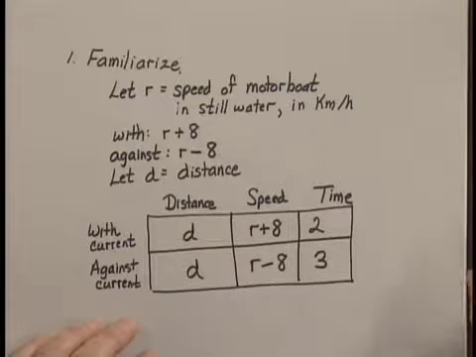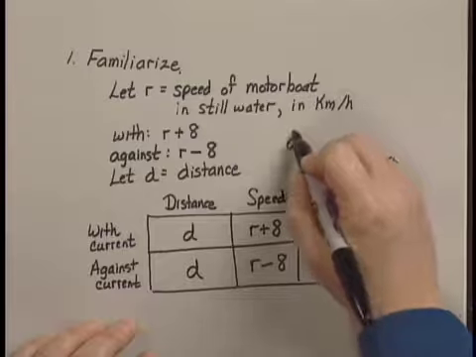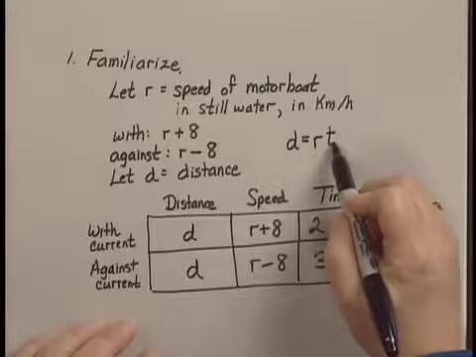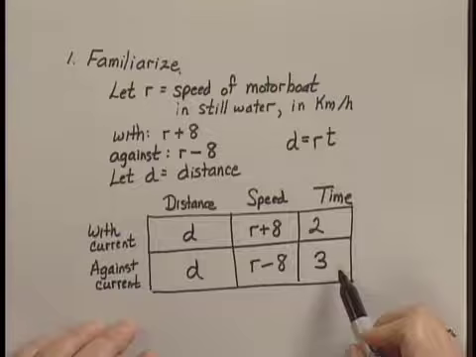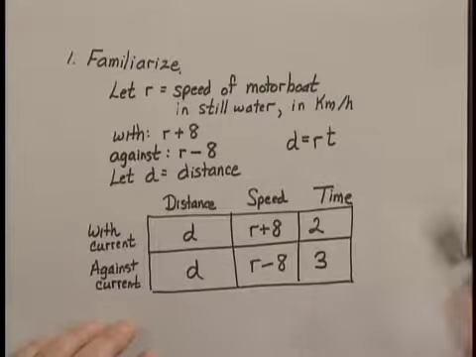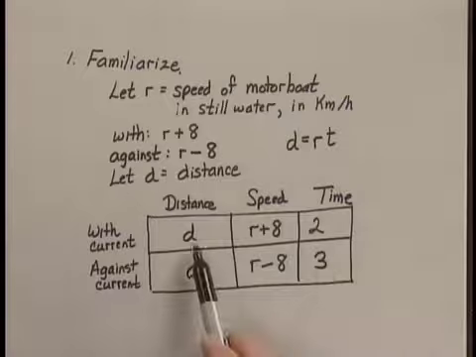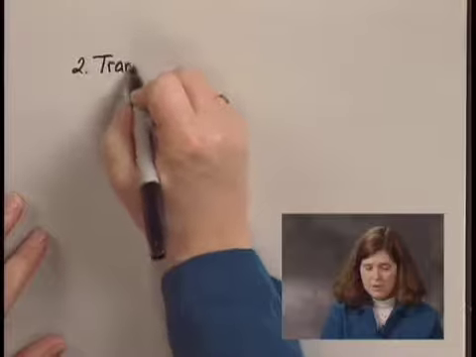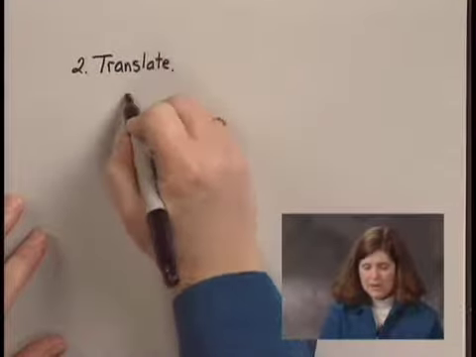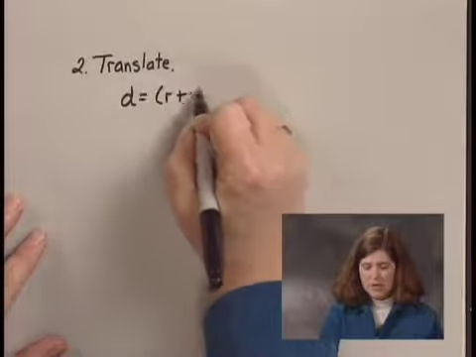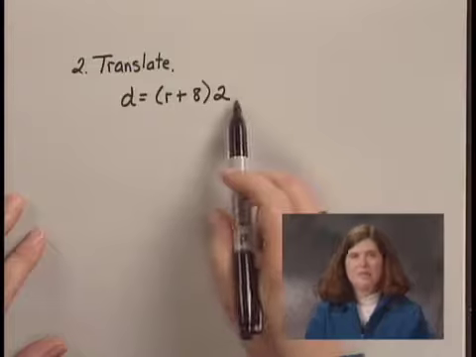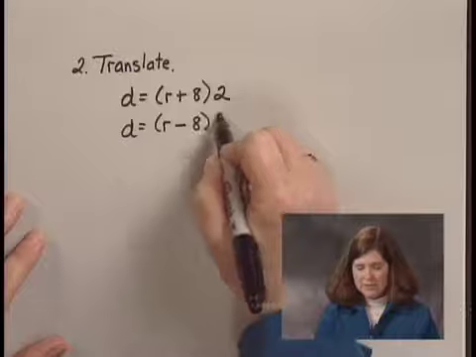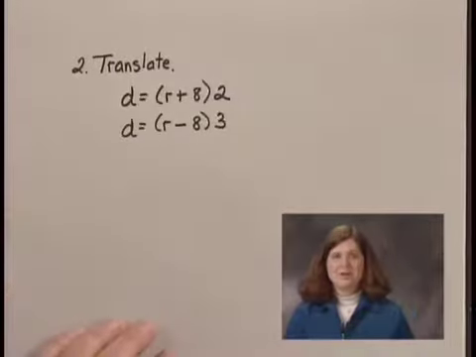Now once that's filled in, we can use the motion equation D equals RT, or distance equals rate times time, or speed times time, and read right across these rows of the table to translate into 2 equations. We would have then, as step 2, translate. We would have the equations D equals (R plus 8) times 2. This is the situation with the current. And D equals (R minus 8) times 3. This is the situation against the current.